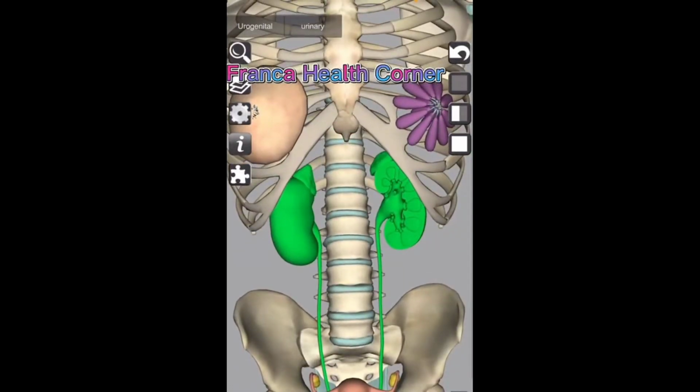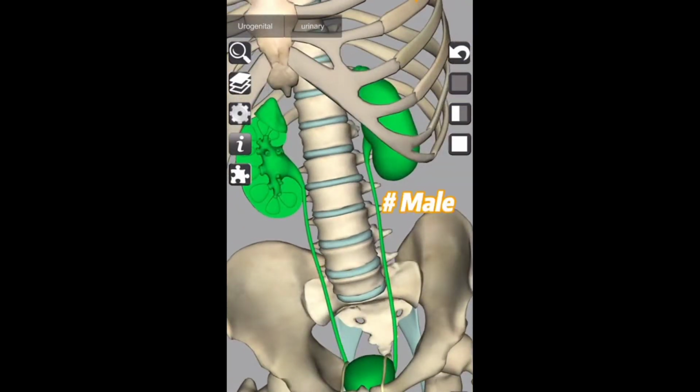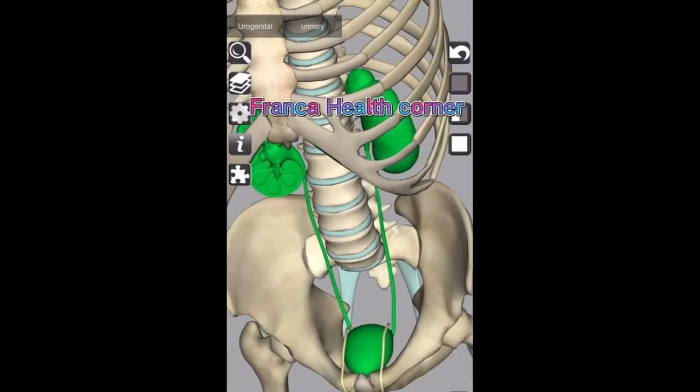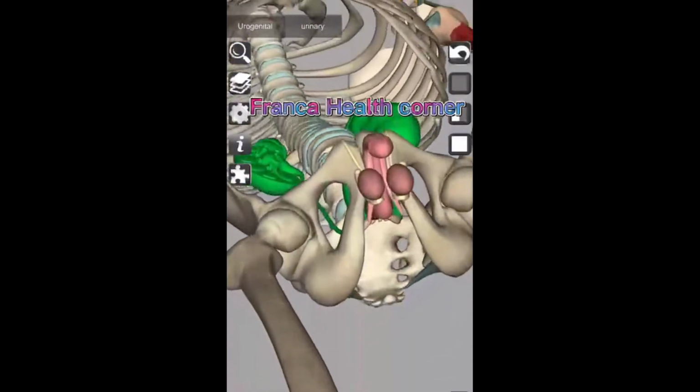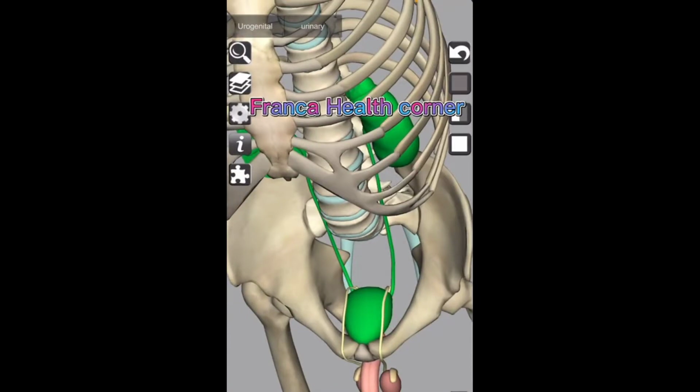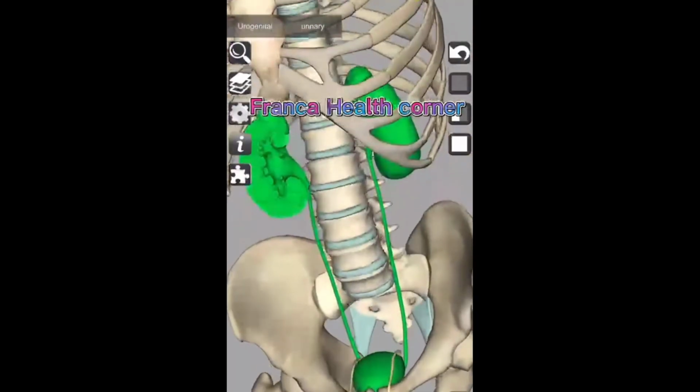So let's take a look at what the male one looks like. This is the male one. You can see from here to the bladder, right? Can you see? It has to travel all the way down. That is why women have the highest chance of having this kidney infection.